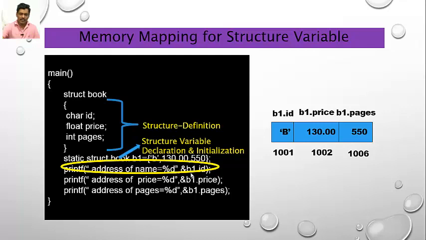So what is the output of this program? Address of name equal to 1001. Address of price equal to 1002. Address of pages equal to 1006. This will be the output of this program.